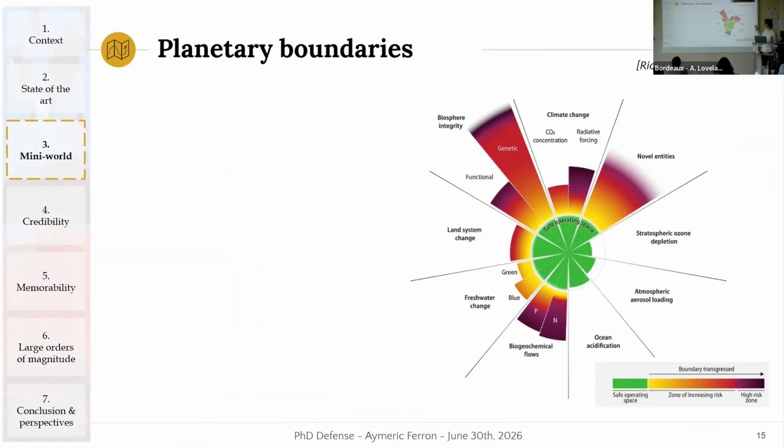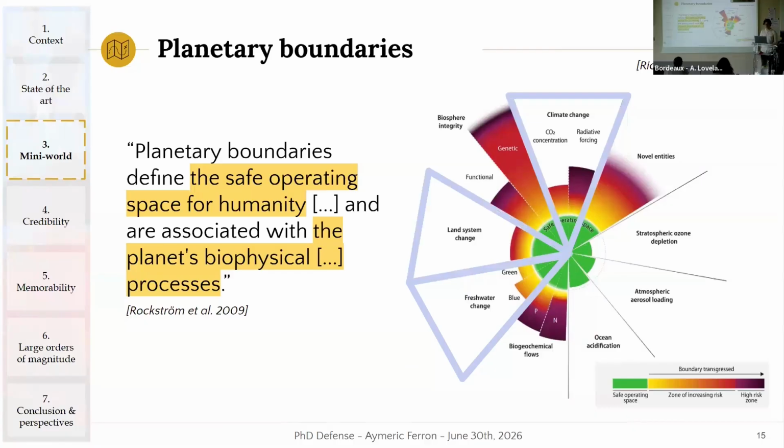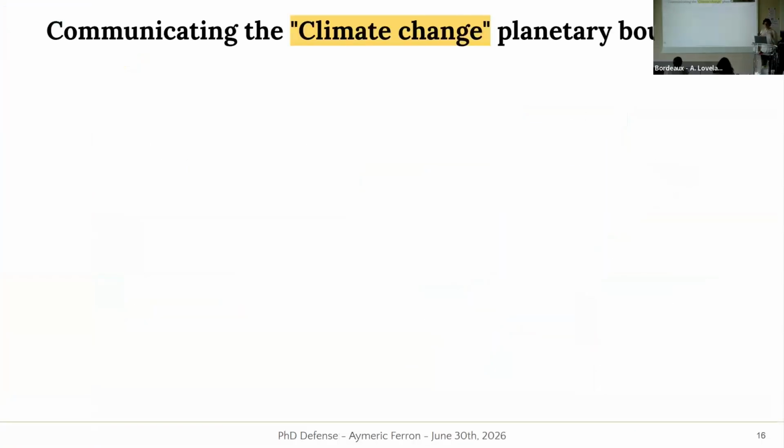To do so, we use the concept of planetary boundaries. Planetary boundaries define the safe operating space for humanity and are associated with the planet's biophysical processes. There are 9 in total, and in this work, we are focusing on climate change, freshwater change, and land system change. What is interesting about planetary boundaries is that they represent budgets. We are allowed to pollute a bit, but we are not allowed to pollute more than the Earth could absorb.